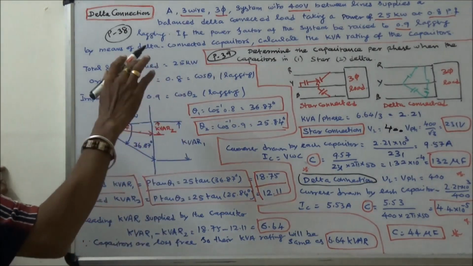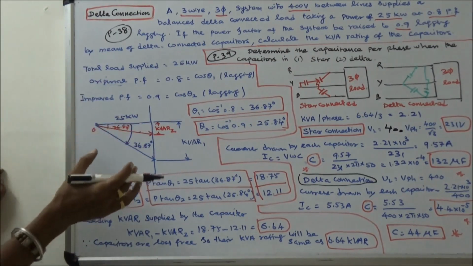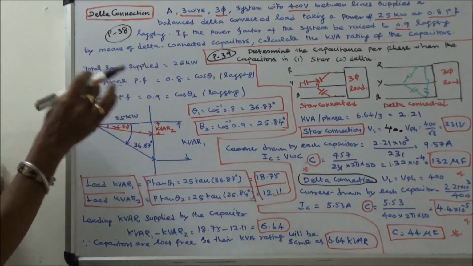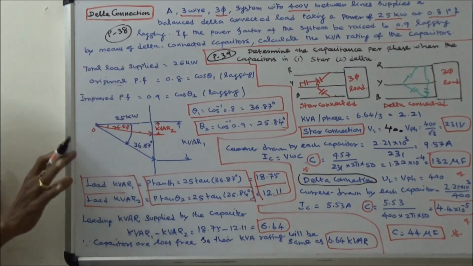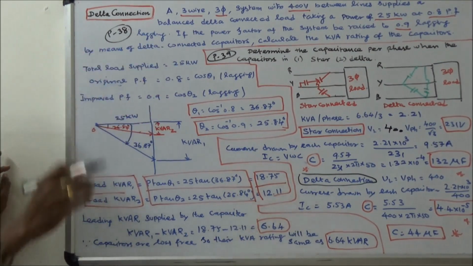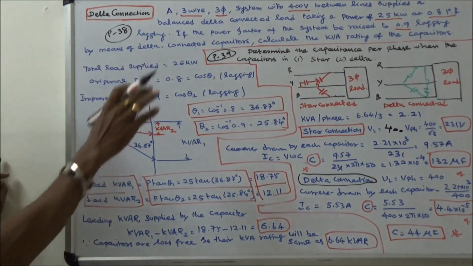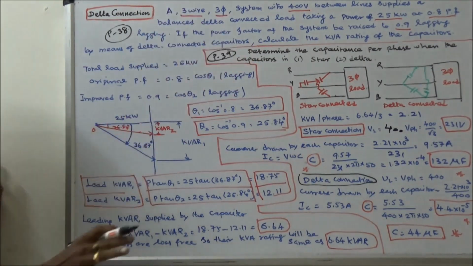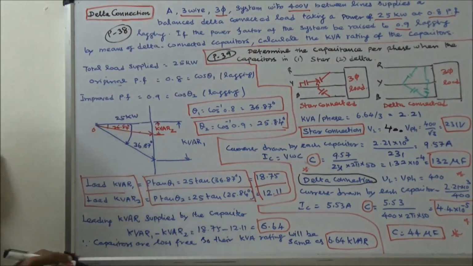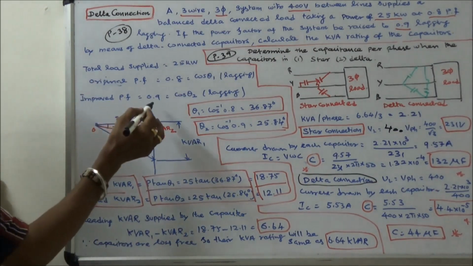Second problem: a 3-wire 3-phase system with 400 volts between lines supplies a balanced delta connected load taking a power of 25 kilowatts at 0.8 power factor lagging. If the power factor of the system is raised to 0.9 lagging by means of delta connected capacitors, calculate the kVA rating of the capacitors. That is the question. So the total load supplied is 25 kilowatts. Original power factor is 0.8 lagging. Improved power factor is 0.9.